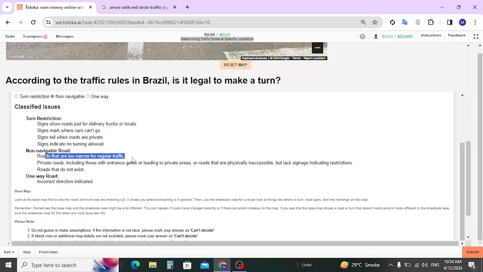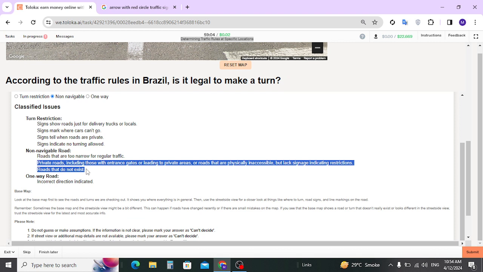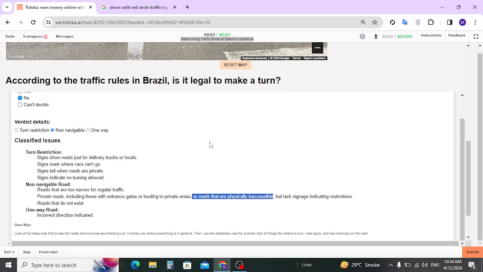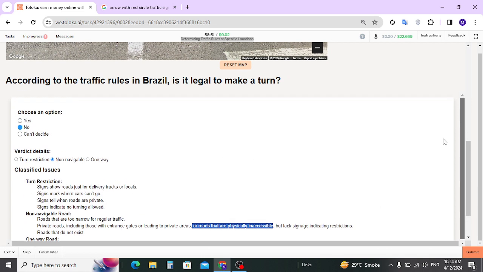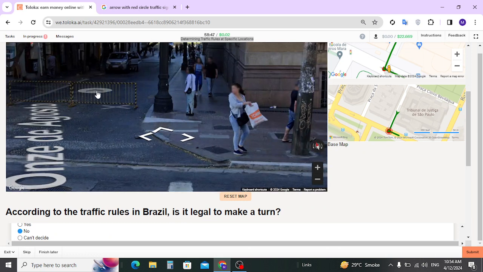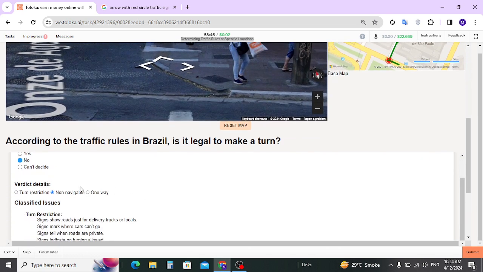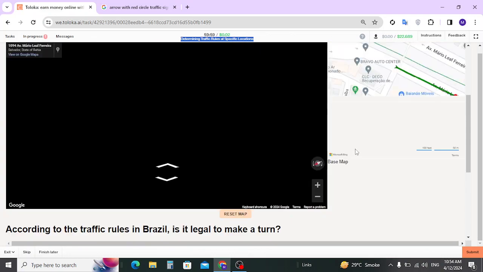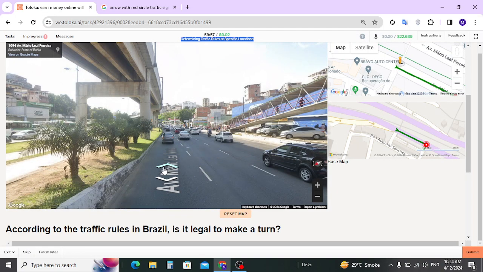Non-navigable means roads that are too narrow for regular traffic, private roads, including those whose entrance gates lead to private areas, roads that do not exist, or roads that are physically inaccessible. So this road is physically inaccessible for this reason: this is a hurdle placed in the middle of the road. So I am going with the non-navigable part. Right now I am going smoothly with only one mistake, because the training part is very crucial.